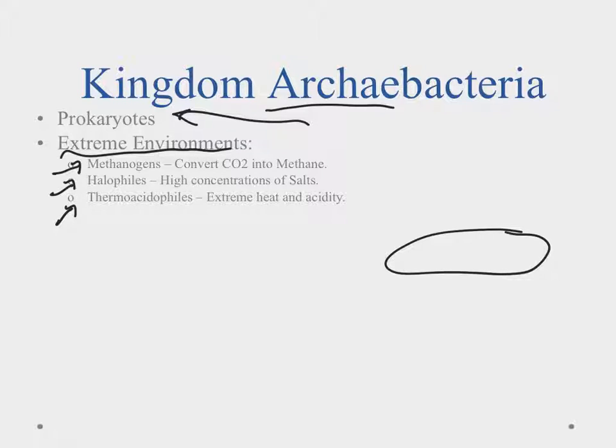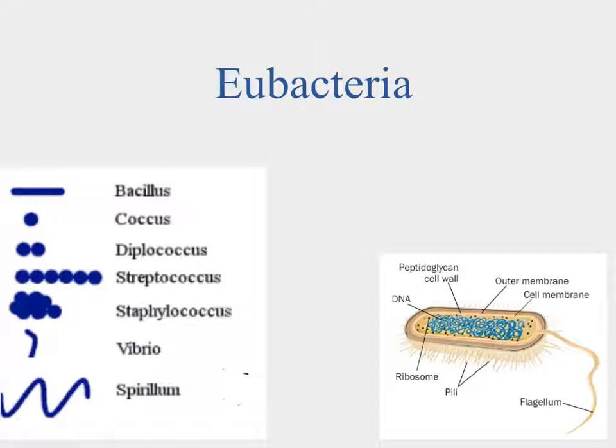Now the Eubacteria, or the true bacteria, are also prokaryotic cells. So what that means is that they have this outer membrane and a cell membrane, but they don't have any organelles inside of the cell. So the DNA is just kind of there and hangs out. The Eubacteria are the bacteria that we're most familiar with. And what we'll notice is that it gets its name based on its shape.